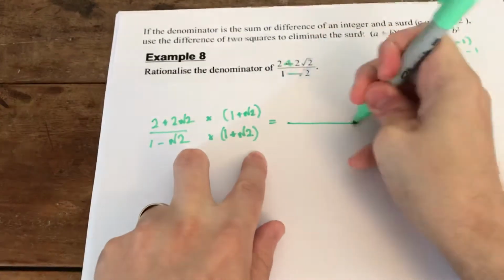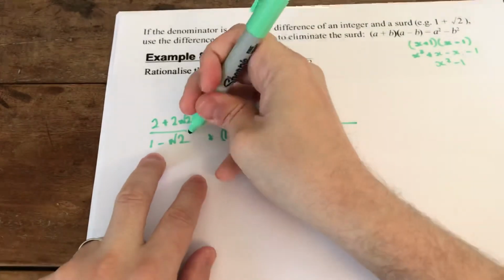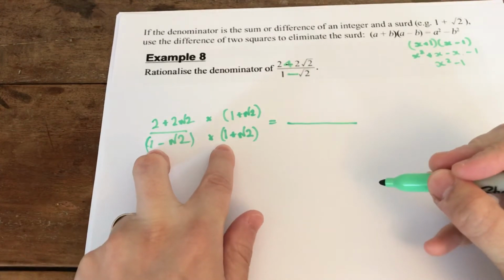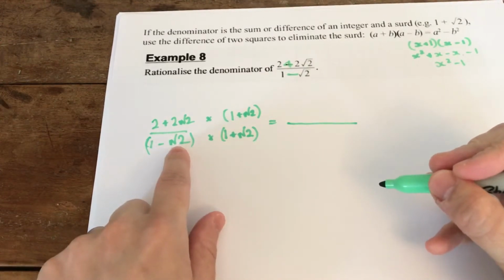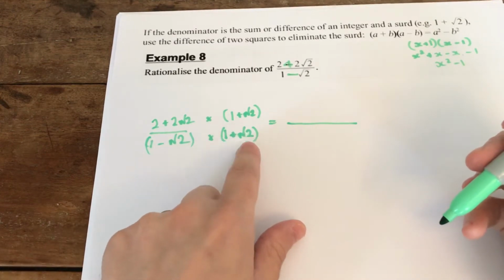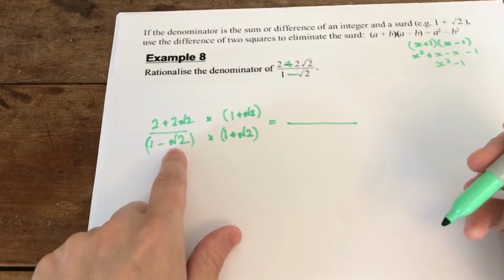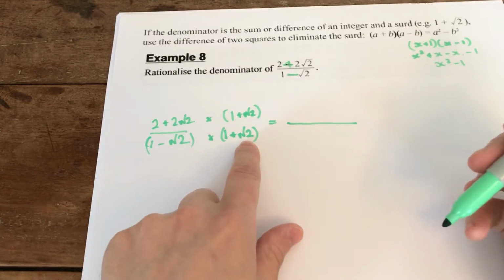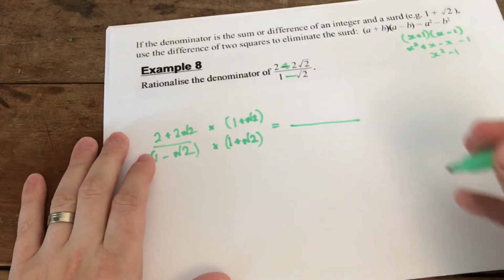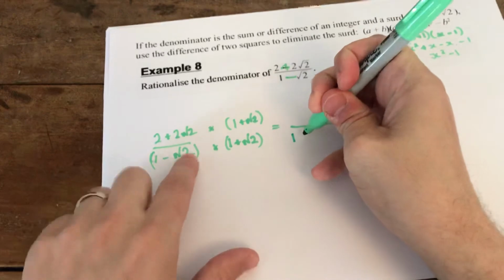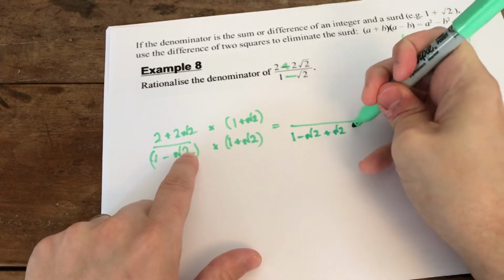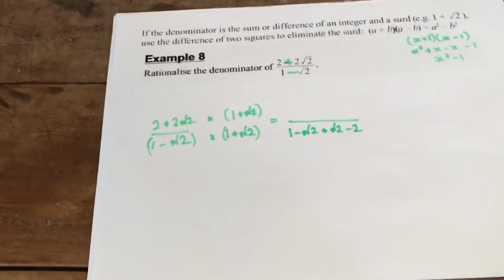Now on our denominator, I'm going to put these in brackets just out of habit. We get 1 times 1, which is 1, 1 times minus root 2, which is minus root 2, 1 times plus root 2, which is plus root 2, and then minus root 2 times positive root 2, which gives us minus 2. The middle terms cancel out. I'm just going to write that down for you, what we would get, just so that you can see that. That is what would come out there, okay?